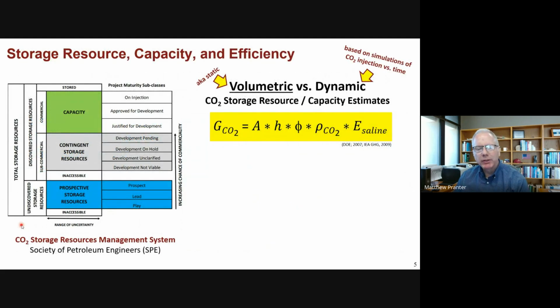In terms of some of the terminology, there are specific criteria that people apply to some of these terms that are used. On the left here is from the CO2 Storage Resources Management System, with some of these specific terms. There's a similar type of system, which everyone's probably familiar with, for petroleum resources. I'm going to be using these terms relatively loosely in this.